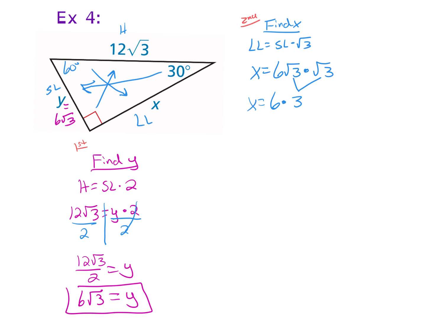And remember, if we were to do square root 3 times square root 3 off to the side, that'd be square root 9, because 3 times 3 is 9. And then the square root of 9 is just 3. Okay, so if you don't remember that, you can always do it the long way and still find the answer. All right, and then 6 times 3 is simply 18. We found both of them. And that's it for these.